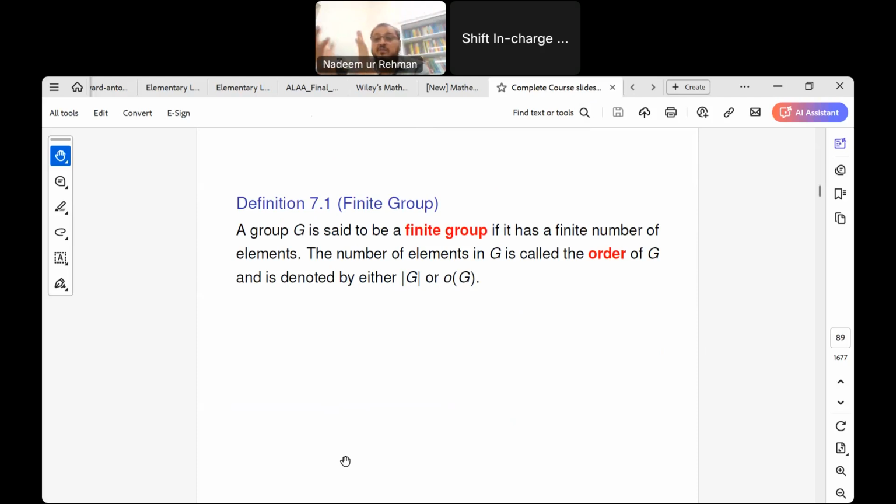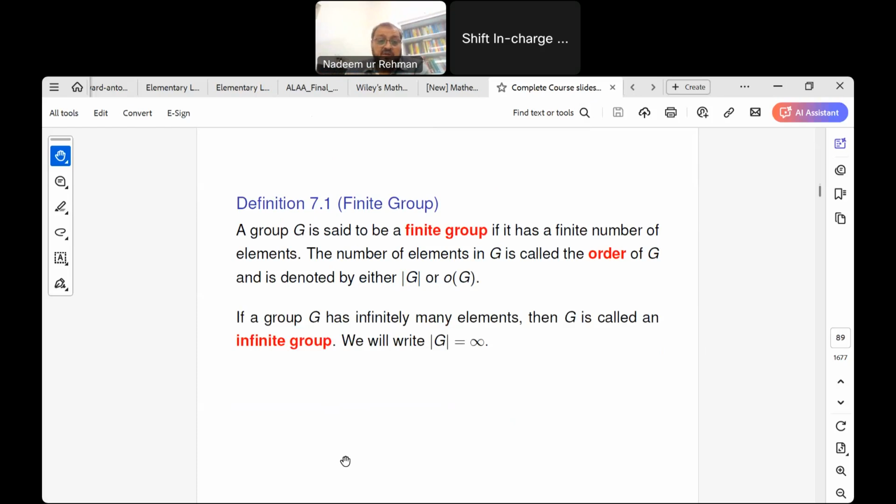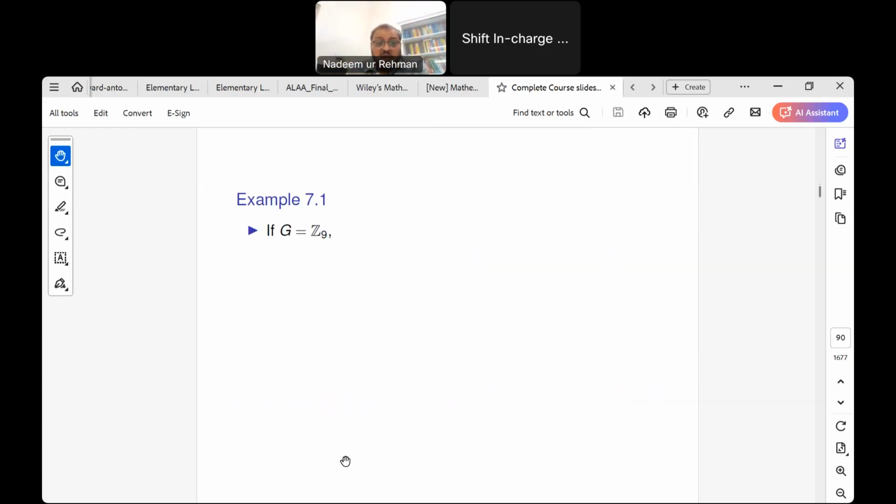A group is finite when the number of elements in the set G is finite, and the number of elements is called the order of G, denoted by mod G or order of G. If G is a finite set, the group is called a finite group. If a group has infinitely many elements, then G is an infinite group and the order of G is infinity. For example, if G has 9 elements, then the order is 9.